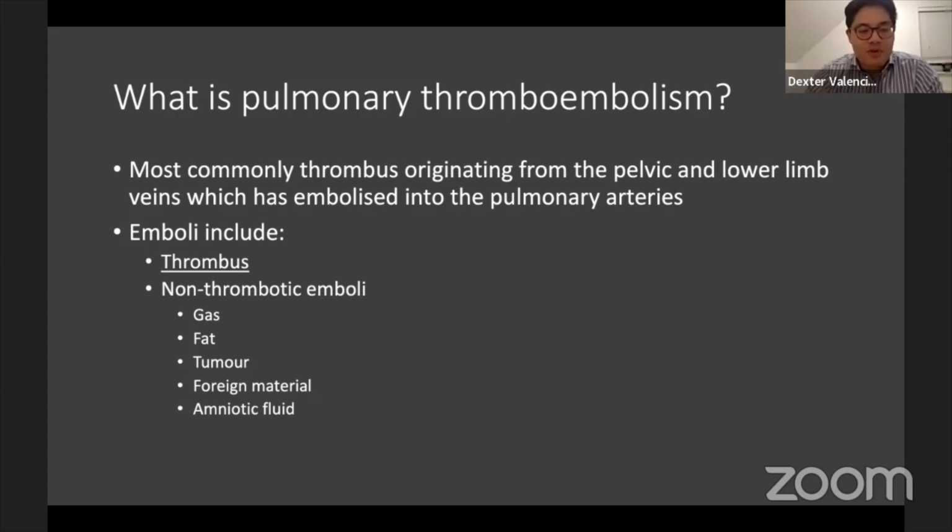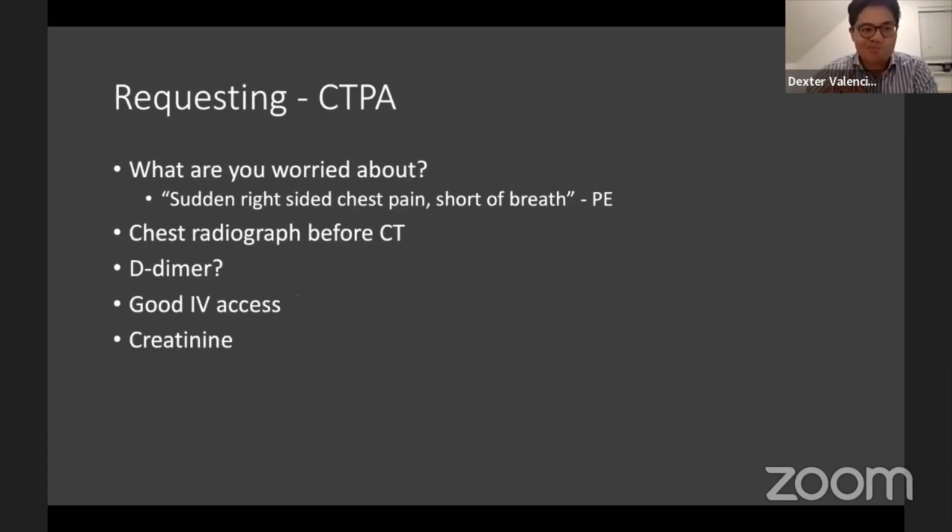In this talk, we're going to be talking about thrombotic emboli, but you can have other things going into the lungs. Things such as gas, fat. Fat might be from long bone fractures, so orthopedic patients who have had surgery or trauma to the lower limbs or long bones can embolize the fat from the bone marrow into the lungs. You can have tumors like kidney tumors going into the lungs. You can have foreign materials and amniotic fluid. The main talk of today will be of thrombotic PEs.